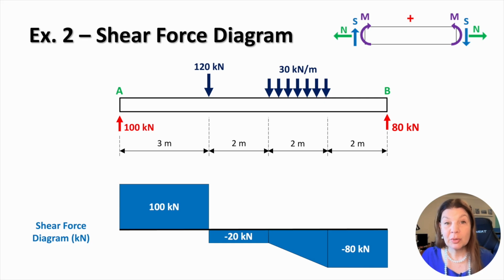From the left support to the point load, the shear is constant at positive 100 kilonewtons. At the point load, it drops vertically to minus 20. Under the UDL, the diagram becomes a sloping straight line, falling to minus 80 kilonewton at the end of the loaded region. It then remains constant until support B, where the final reaction returns the shear to 0. So in the shear force diagram, point loads cause jumps, UDLs cause a linear variation.